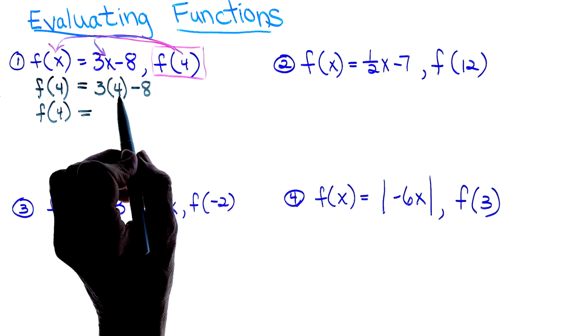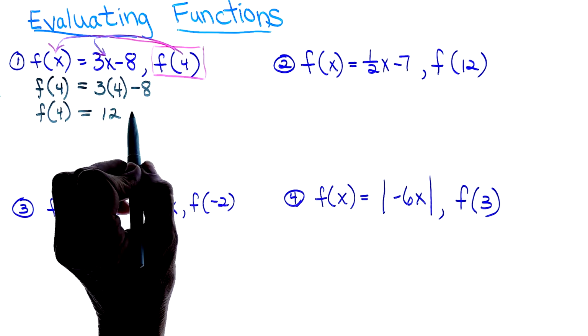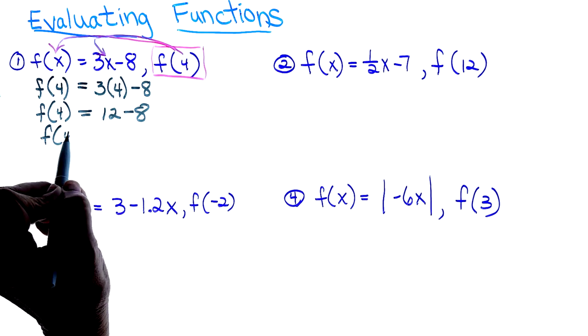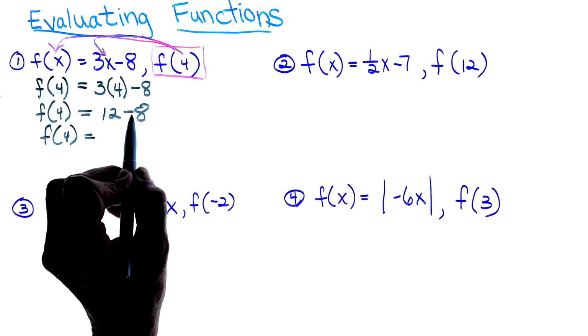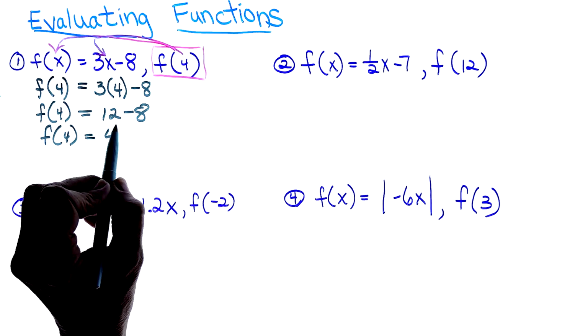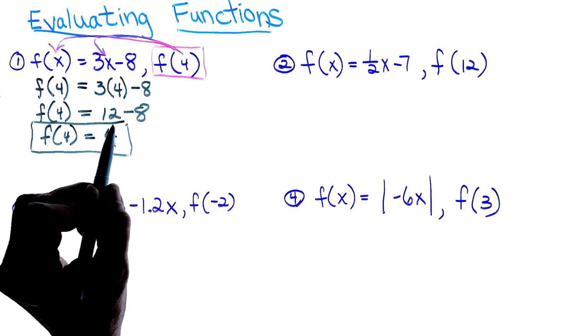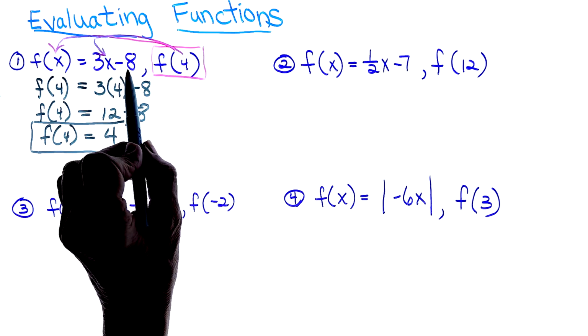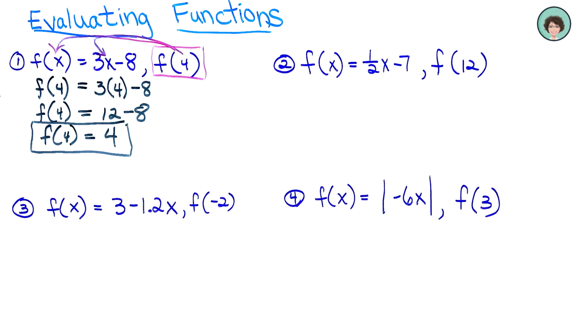So 3 times 4 is 12. 12 minus 8, copy it down again. And finally, we know that 12 minus 8 is equal to 4. So this right here is the answer to the value of this function that was listed.